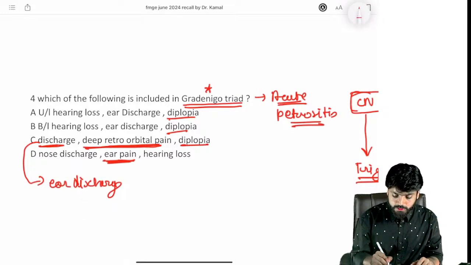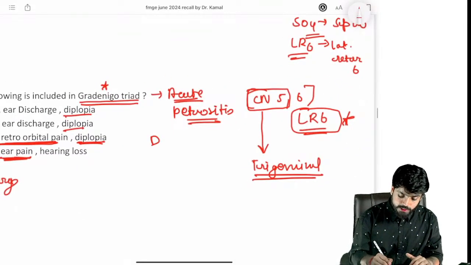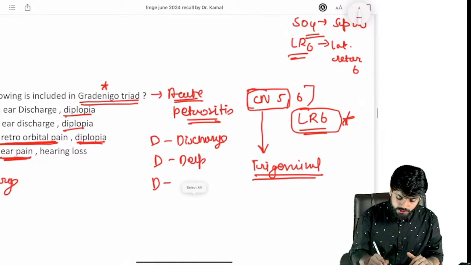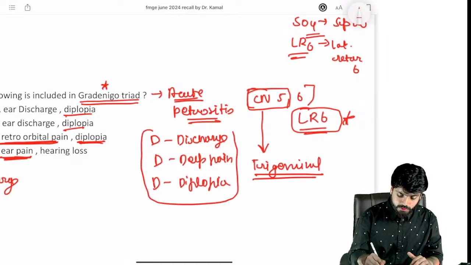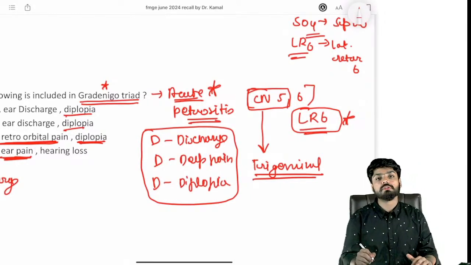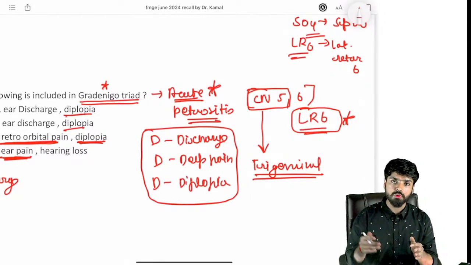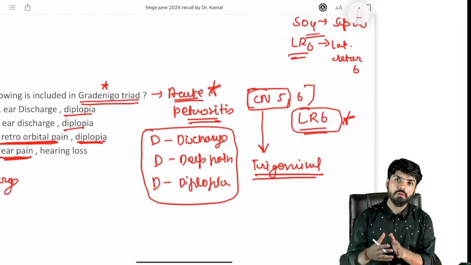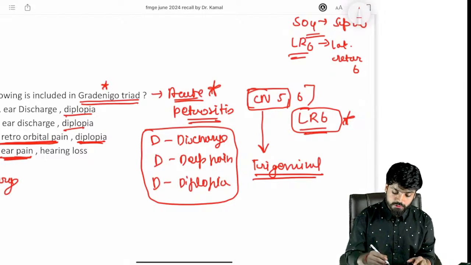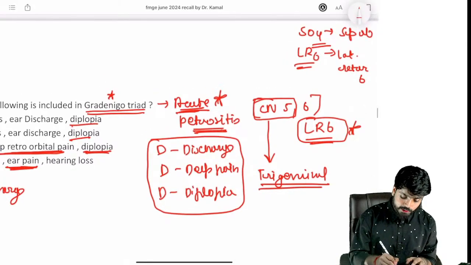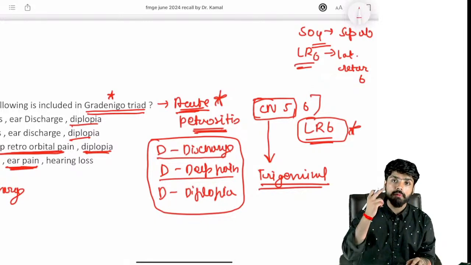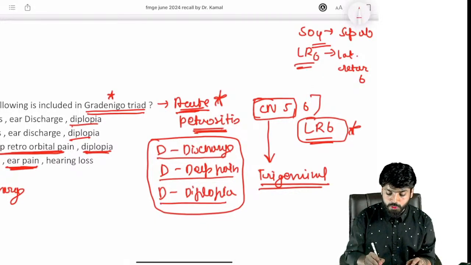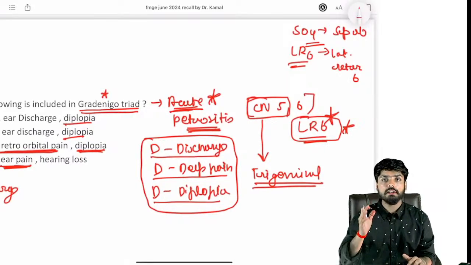Deep retroorbital pain and diplopia. Gradenigo triad has 3 D's: D, D, D. Discharge, deep pain, and diplopia. That's how you can remember the Gradenigo triad, which is seen in acute petrositis. The petrous part is the part of the temporal bone through which the vestibular and cochlear parts exit from the cranium. So acute petrositis presents with Gradenigo triad, which is discharge from the ear, otorrhea, deep pain or retroocular pain behind the eyes, and diplopia due to LR6 palsy, lateral rectus palsy.